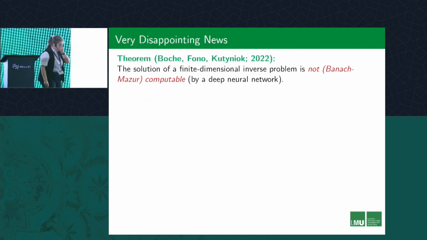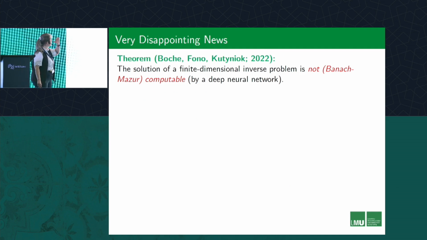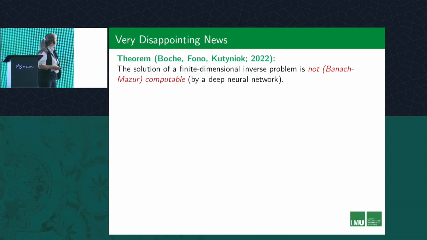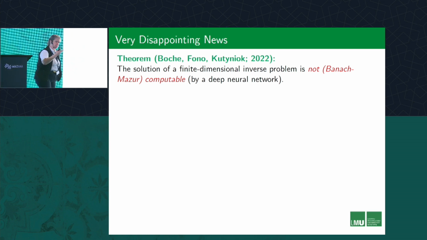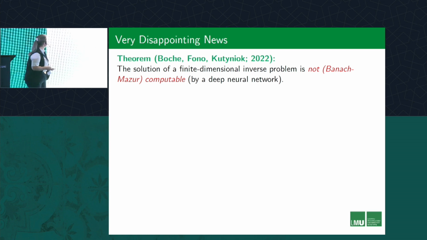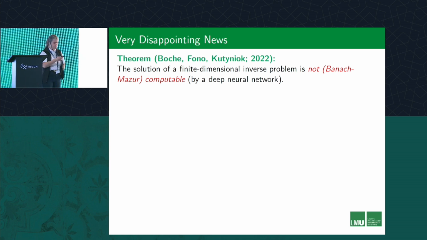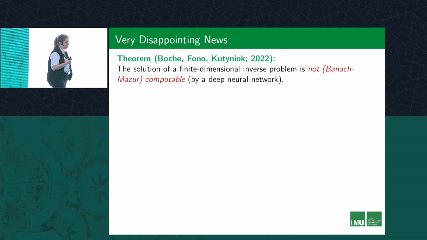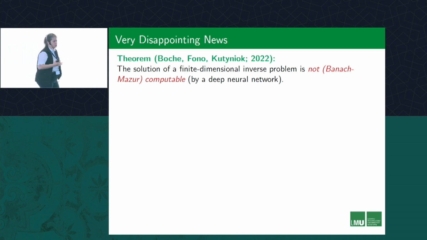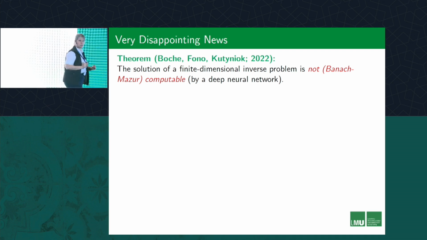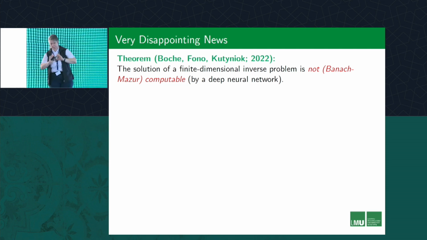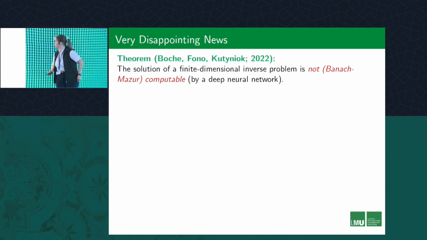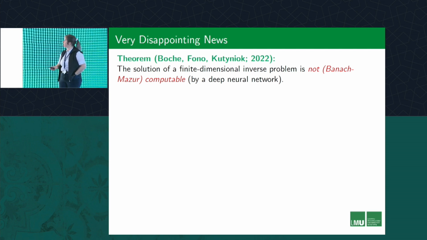And so what we could show is that, if you look at finite dimensional inverse problems, then in general, there might be some where it's computable, but in general, the solution is not Turing computable. It's even stronger than that. It's not what's called Banach-Mazur computable, in particular not by a neural network. So this is a disappointing result. Certainly one question is then to categorize what is still computable and what not. But in a general setting, this is not computable.